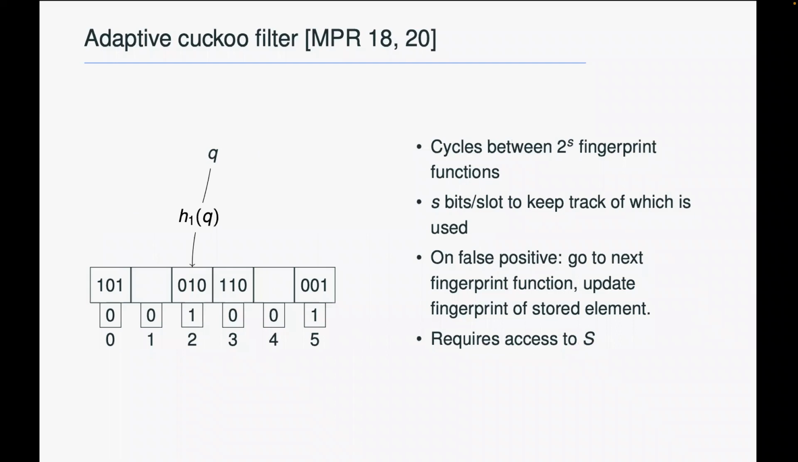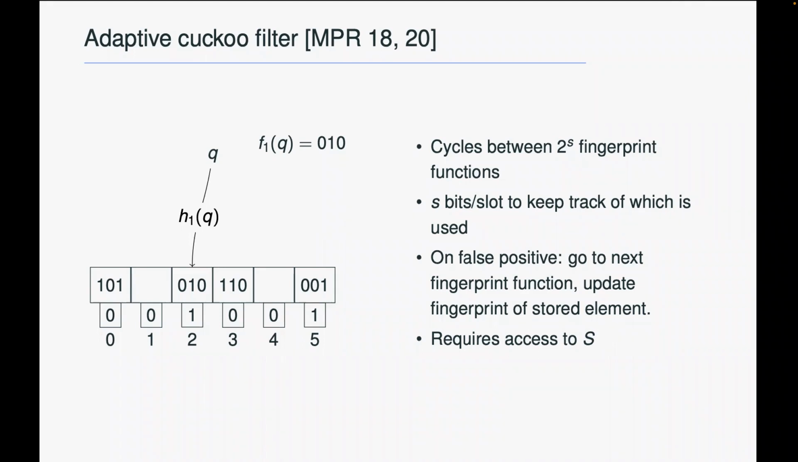So what does it look like? Let's say I have a query Q. I'm going to look it up in the filter. In this case, the fingerprint of my query is 010. I look it up in the filter, I find the fingerprint, it says yes, but I find out from the database that this is a false positive. Then I'm going to change the fingerprint stored in this slot.